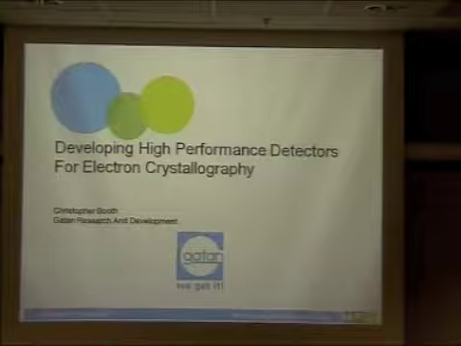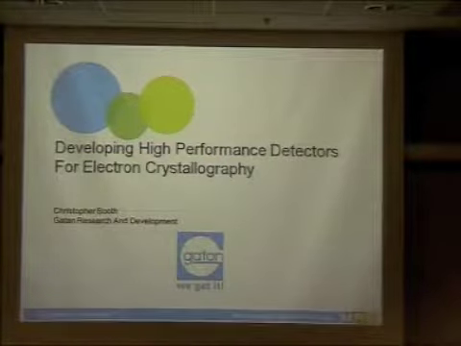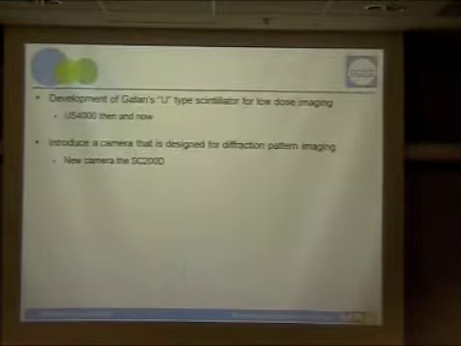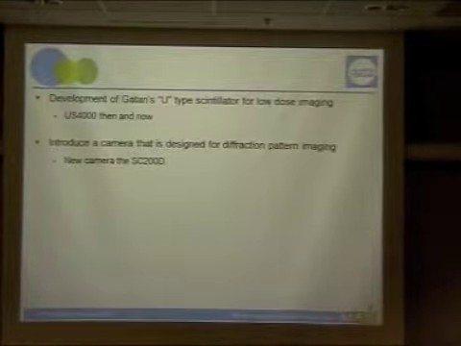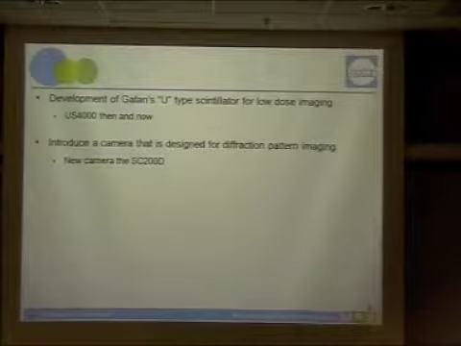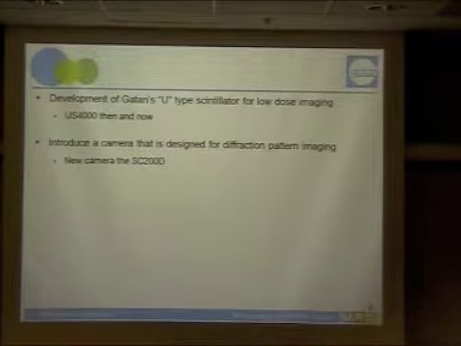But that work was on the tail end of my PhD, so I never really got a chance to talk about it. So I'll talk to you about some of the work characterizing CCDs that I did at that time, and some of the things that have happened since then. What I'd like to talk about today is the development of what we're calling Gatan's U-type scintillator. This is our high-resolution camera for low-dose imaging.